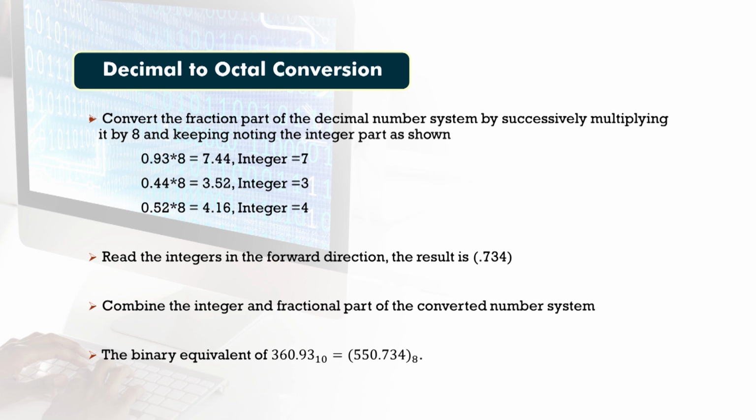As we did earlier in decimal to binary conversion, we combine the integer and fractional part of the converted number system. So we get the equivalent as 550.734. That is the equivalent of the decimal number 360.93 as 550.734 in the octal number system.